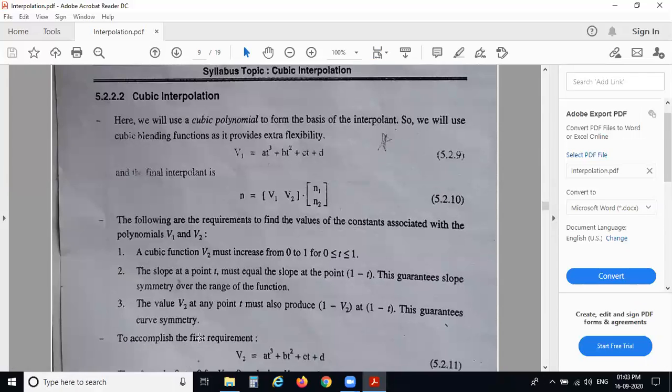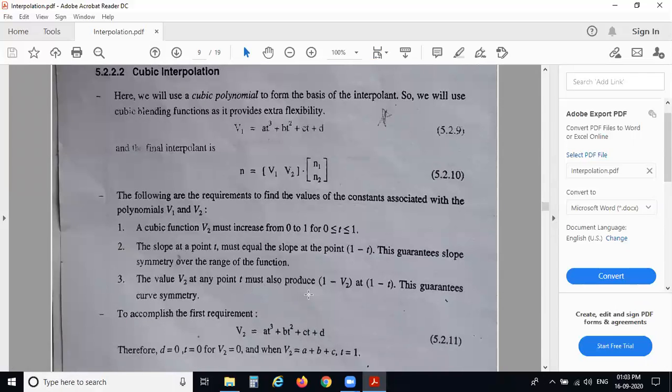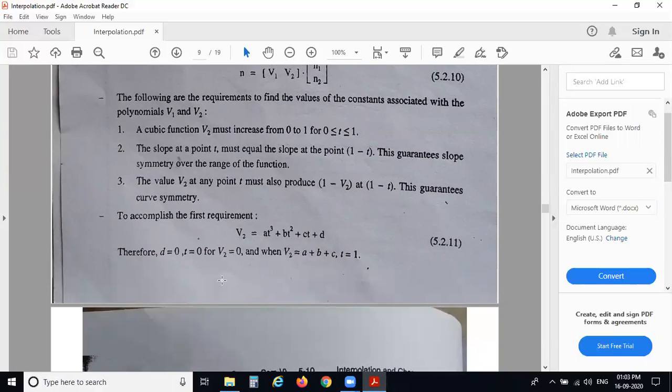ओके, the value v2 at any point t must also produce 1 minus v2 at 1 minus t, and this guarantees curve symmetry. Okay, याच्यामध्ये curve symmetry सुद्धा maintain केली जाते. So to accomplish the first requirement, we use this equation, that is v2 is equal to at cube plus bt square plus ct plus d. Therefore, d is equal to 0 when t is equal to 0 for v2, it is equal to 0.